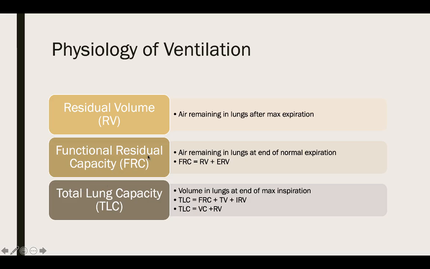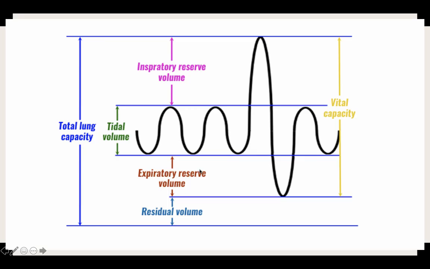Then we've got this functional residual capacity, which is the air remaining in my lungs at the end of a normal expiration. So I've got my residual volume, and I've got my expiratory reserve volume. So at the end of a normal expiration, this is what should be left over in my lungs.